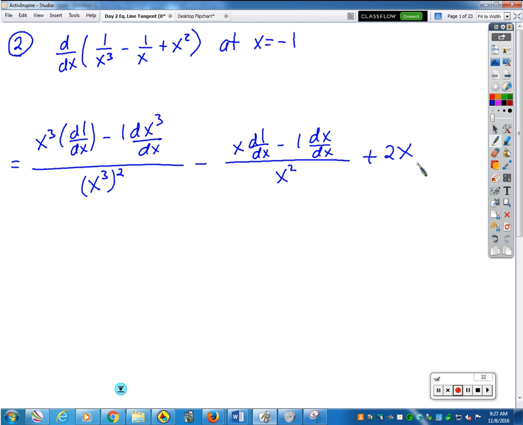Questions from anyone? Going. This is 0. That's going to be 3x squared, so minus 3x squared over x cubed squared minus, this is 0, that's 1, so it's minus 1 x squared and then plus 2x.